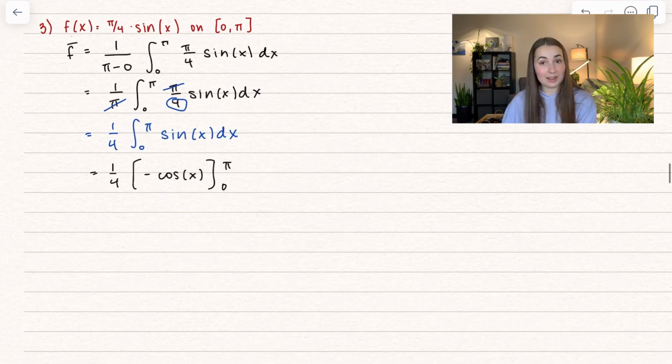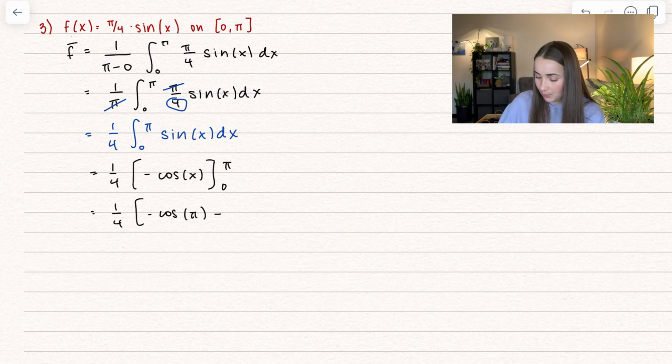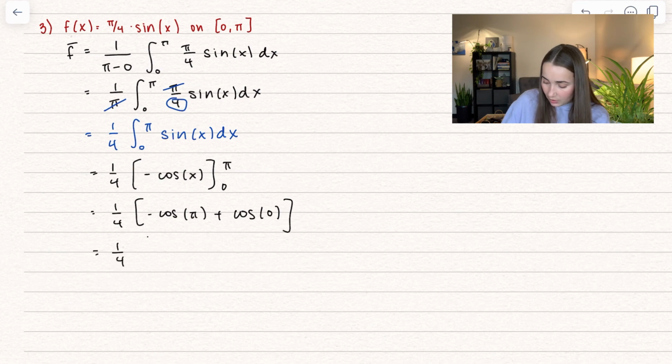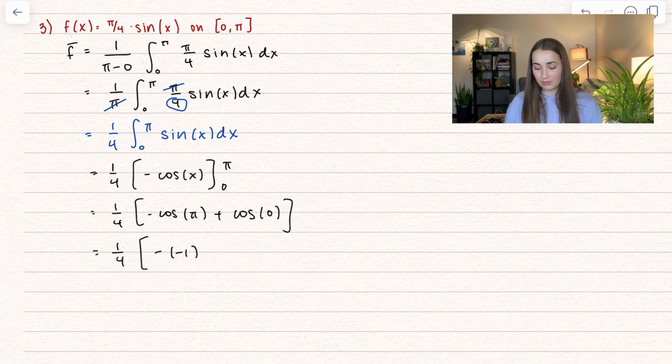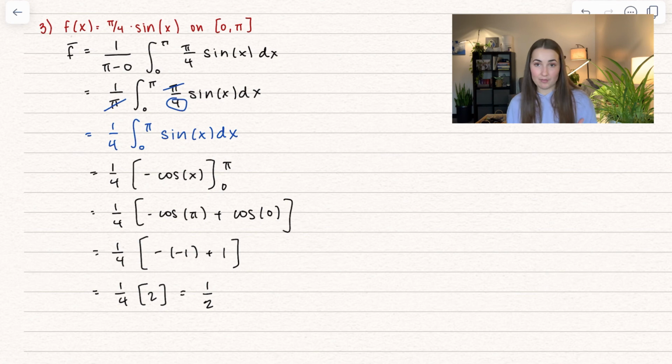So I'm going to go ahead and plug in upper minus lower. So here we get 1/4 is just hanging out. Negative cosine of pi minus a negative becomes a positive. So we're going to add cosine of 0. So let's go ahead and figure out what these are. Cosine of pi is equal to -1. So we get negative 1. Plus cosine of 0, which is equal to 1. And so this is going to give us 1/4 times 2, which is just equal to 1/2. And here is our average value.